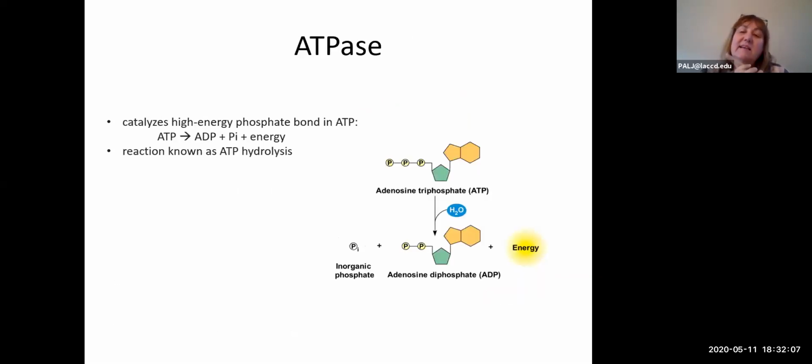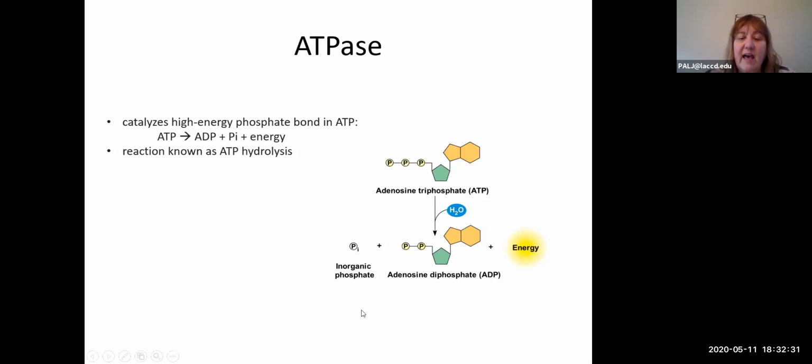So ATPase is the one enzyme that we have talked about before, because we've talked about how the head of the myosin has a binding site for ATP, and it has a binding site for actin, and then it has a place for the ATPase enzyme, which can break down ATP. So that's what ATPase does.